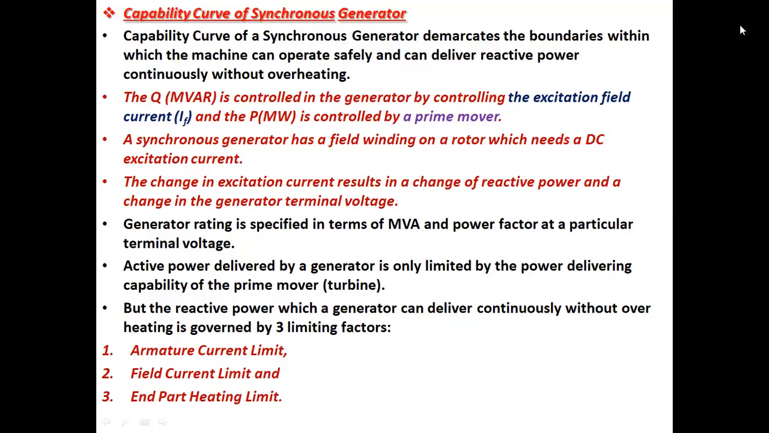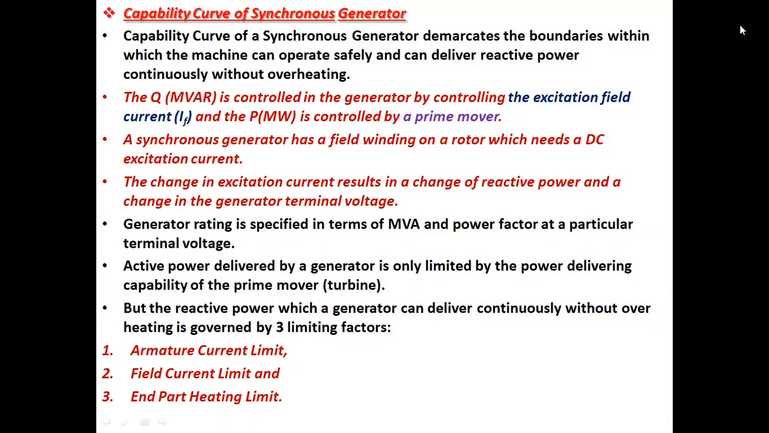A synchronous generator has a field winding on a rotor which needs a DC excitation current. The change in excitation current results in a change of reactive power and a change in the generator terminal voltage. Generator rating is specified in terms of MVA and power factor at a particular terminal voltage. Active power delivered by a generator is only limited by the power delivering capability of the prime mover, that is turbine.